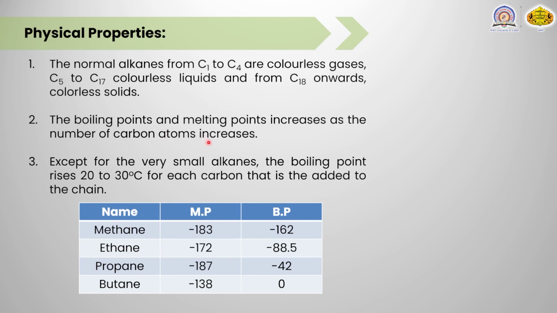The boiling point and the melting point increase as the number of carbon atoms increases, except for very small alkanes. The boiling point rises by 20 to 30 degrees Celsius for each carbon atom that is added to the chain. So the boiling points basically differ by a small number, 20 to 30 degrees Celsius, as we can see.